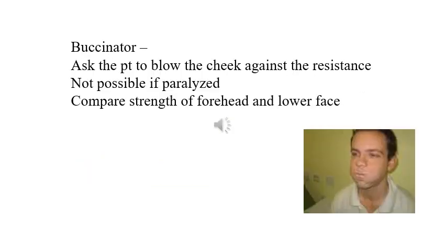Also check the strength of the buccinator. Ask the patient to blow the cheek out against resistance, and it is not possible if it is paralyzed. The cheek puffs out on expiration, and you have to compare the strength of the forehead and the lower face. For the forehead, try to wrinkle the forehead or raise the eyebrow against resistance, and also test the muscles of the lower face. You have to compare the difference in strength.